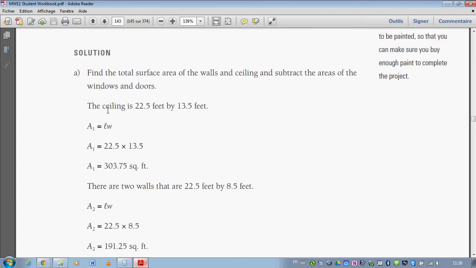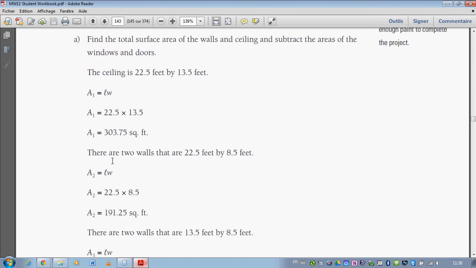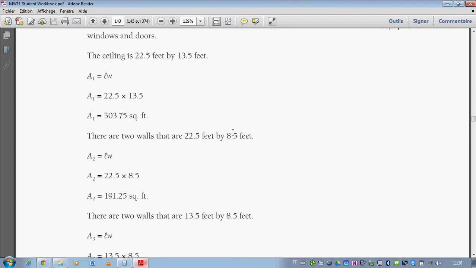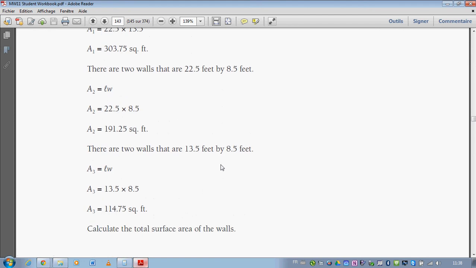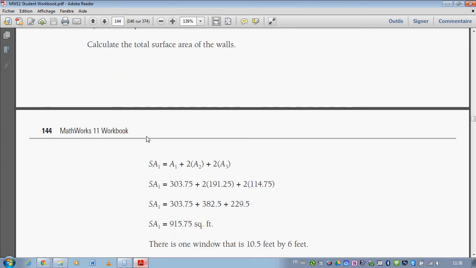Okay, so it does show you here. It tells you the ceiling is 22.5 feet by 13.5 feet, so they figure out the area of the ceiling. There are 2 walls that have the following dimensions. They figure out the area of those 2 walls. The other 2 walls have the following dimensions right here, so they figure out the area of those 2 walls, well, of 1 wall, actually. So this is the area of 1 wall here and 1 wall here. And then calculate the total surface area.